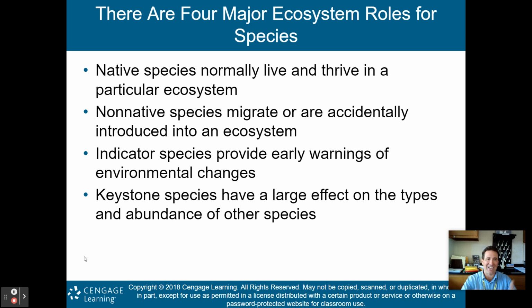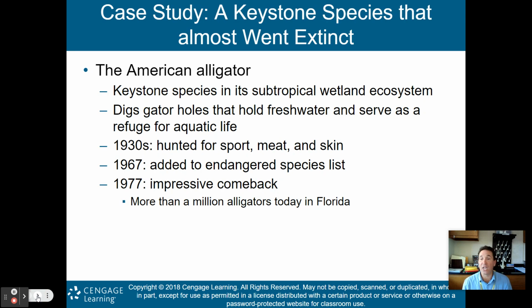A keystone species, you could think of it as the king species in the ecosystem. What it does kind of controls what the other species end up doing. A case study is our American alligator down in the Florida Everglades. This is a keystone species that almost went extinct. It lives in subtropical wetland ecosystems. They dig gator holes that hold fresh water and serve as a refuge for aquatic life.